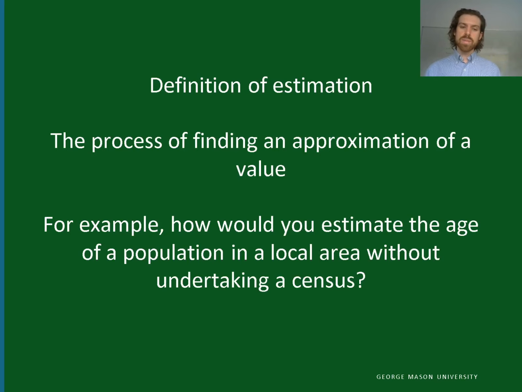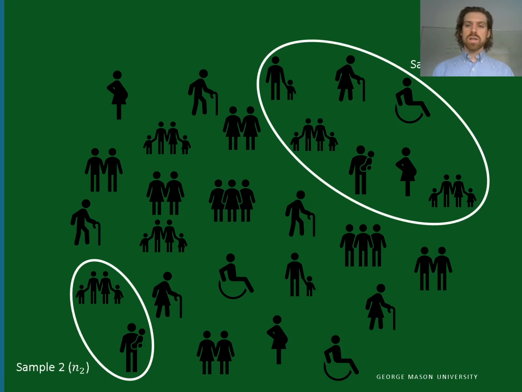What do we mean by estimation? Well, if we don't have complete information, if we don't have all the data or understanding that we want, then we might need to estimate what particular values are. That's the process that we're referring to here. So, for example, if I pose you a question, how would you estimate the age of the population in a local area if you didn't undertake a full census and you didn't have the time or the money to do a full survey? So you could take a sample.